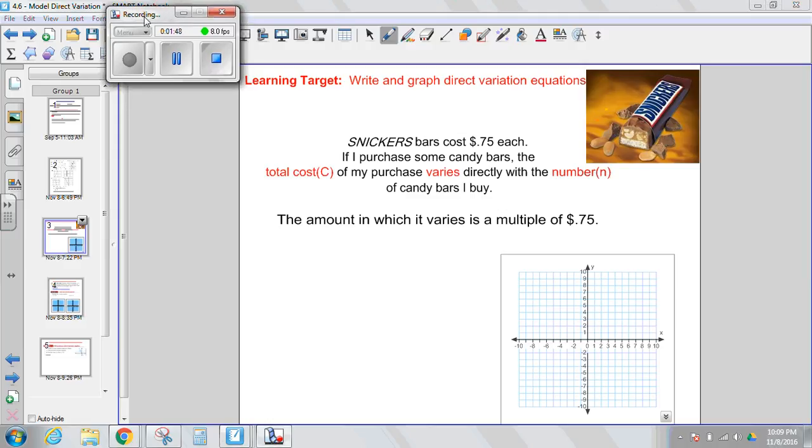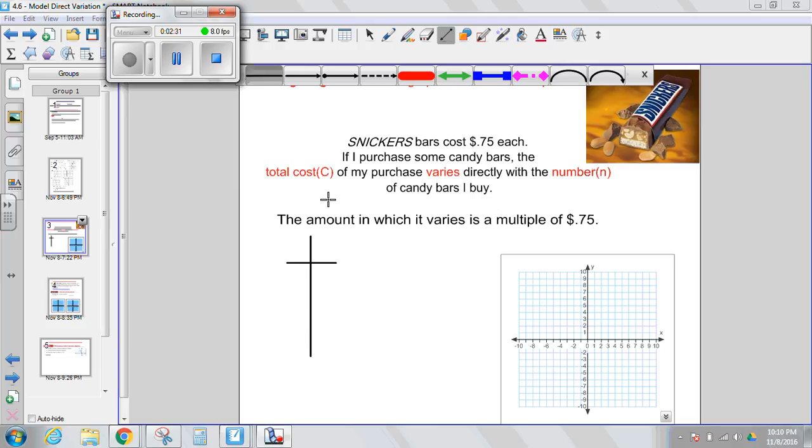Okay, so if we were to try one of these examples, let's say we have a Snickers bar. Everyone likes Snickers. They cost 75 cents each. If I purchase some candy bars, the total cost, or C, of my purchase varies directly with the number of candy bars I buy. So if I buy one candy bar, I know it's going to cost 75 cents. If I buy two candy bars, I'm going to pay the same price, 75 cents, for each one of those candy bars. So now I've spent $1.50.